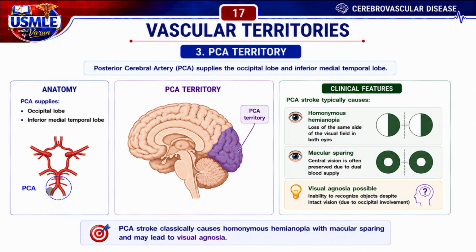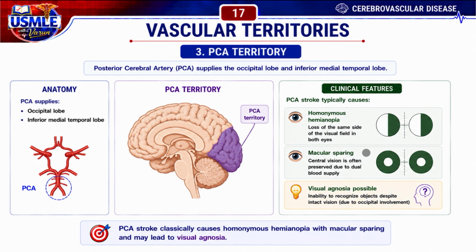So this is the artery that's labeled in the image. This is the PCA, and this is the territory that is supplied by the PCA, the occipital lobe and the inferior medial temporal lobe. Clinical features of PCA territory includes homonymous hemianopia, where there is loss of the same side of the visual field in both the eyes. It could be either right or left.